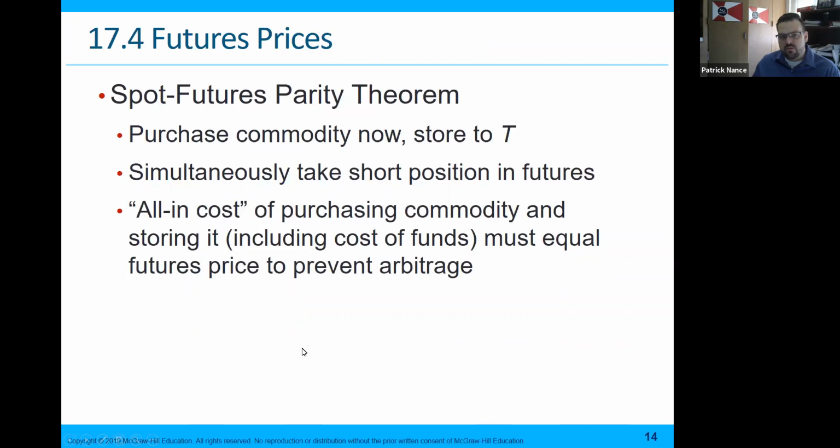The spot futures parity theorem. Purchase a commodity now to store it, simultaneously take a short position in the future. All-in cost of purchasing the commodity and storing it, including the cost of funds, must equal the futures price to prevent arbitrage.